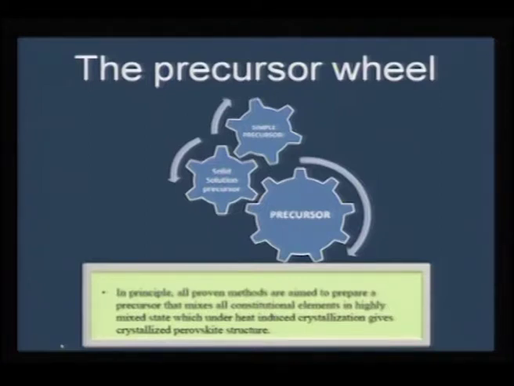I call this a precursor wheel because this precursor chemistry can be activated by two approaches. One is called solid solution precursors and the other is called simple precursors. You can take any sort of metal salt and decompose it, and you will get the corresponding oxide or chalcogenide. If it is a sulphide based salt, then you will get a metal sulphide.